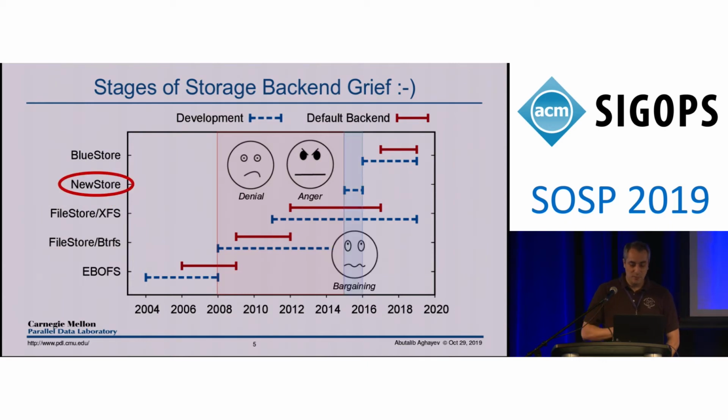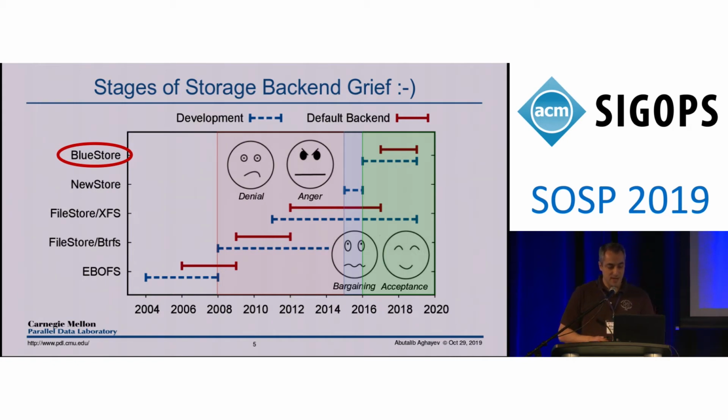Then there was a short bargaining stage with the NewStore backend in which the team said, okay, we accept that file system metadata does not scale, but maybe we can use it just for storing data. The experience led to a brief depression stage, not shown here in the graph, and then to the acceptance stage, at which point the Ceph team completely abandoned file systems and developed the BlueStore backend.